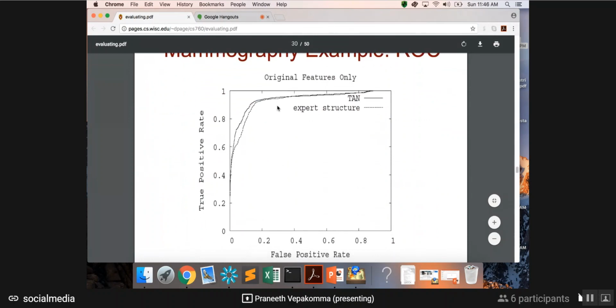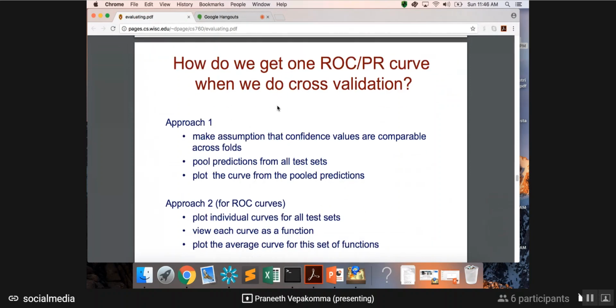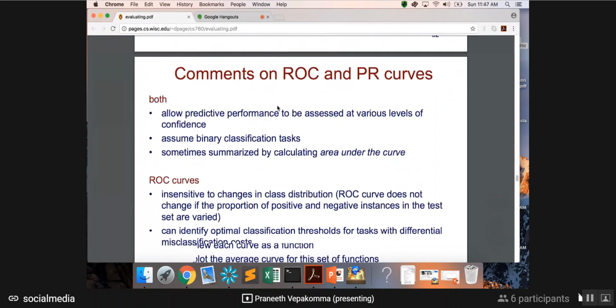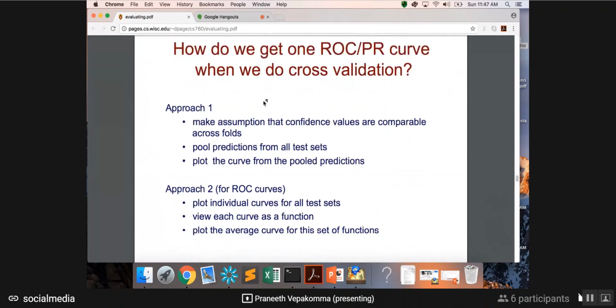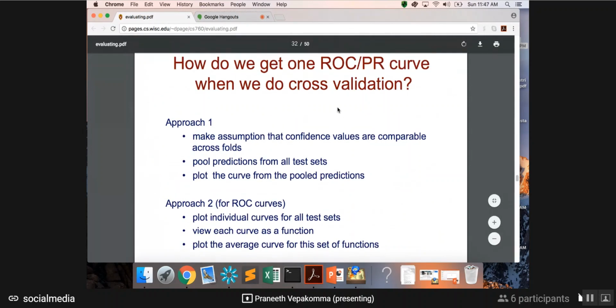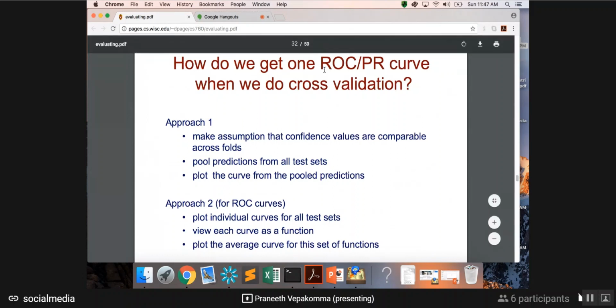This is another example of an ROC curve. We've studied this already. This is an example of a precision recall curve. So now the question is, since we care about not just training ROC or test ROC, you always care about cross-validation, right? Like you've been doing in your assignments and previous lectures. So the question is, how do you get the ROC and/or the precision recall curve, both of these, when we're doing cross-validation?